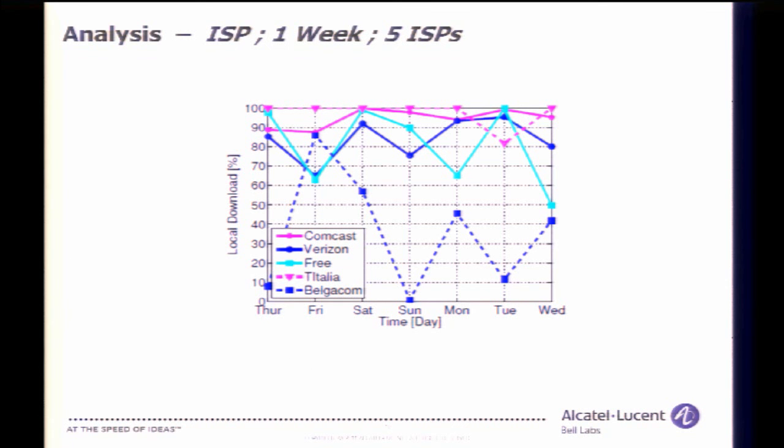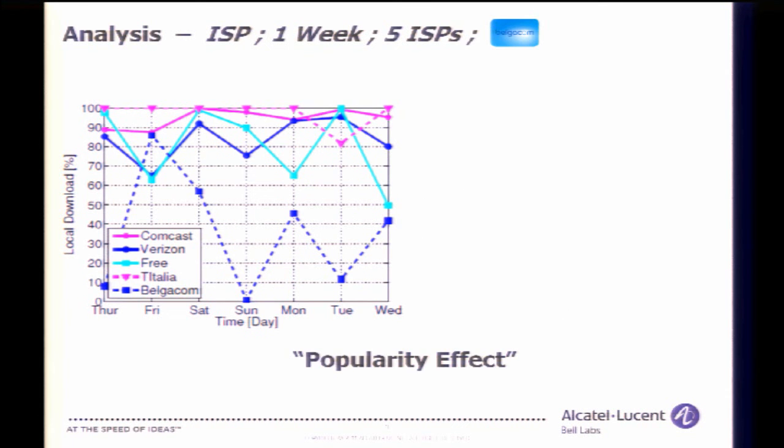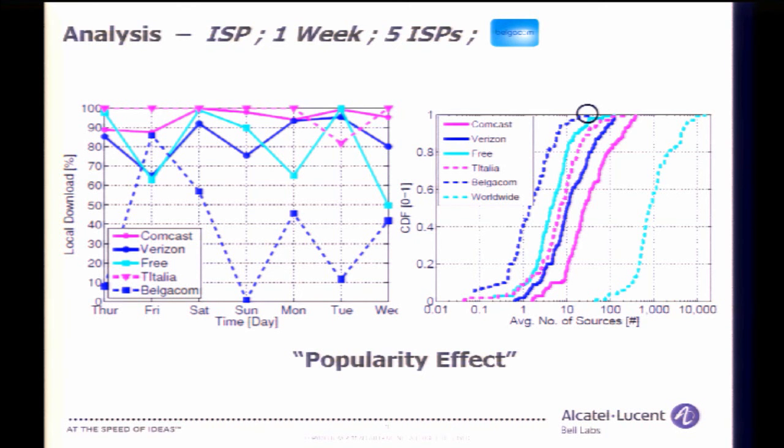So let's first focus on Belgacom. Belgacom is all over the place. Sometimes it's bad, sometimes it's good, mostly bad. This is the popularity effect. If you look at the picture I showed you before, as I said, we're downloading the most popular torrent, and this only has about 20 or 30 sources. If you compare with Comcast, this would be what, like 40% of the time, right? So this is a very unpopular torrent in Comcast.